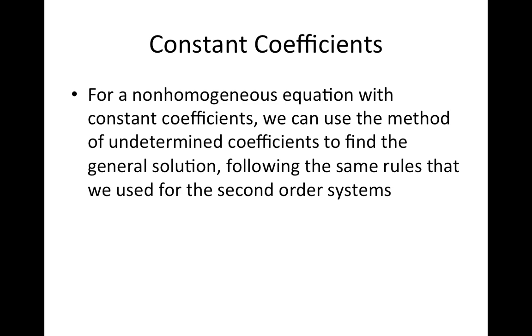So for a non-homogeneous equation with constant coefficients, we use the method of undetermined coefficients to find the general solution, and we'll follow exactly the same rules that we used for the second order systems. So we won't repeat that here. Let me just say that what will happen is you'll have whatever your function r of x is, you'll have a table, the same table we use for second order, that'll basically give you a menu of different possible functions based on what your r of x is. And then you choose one of those functions, the appropriate one, substitute it back into the differential equation, and you get your particular solution.